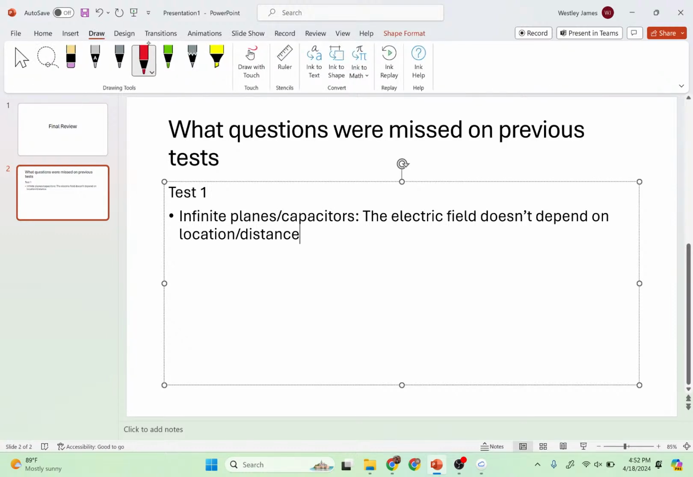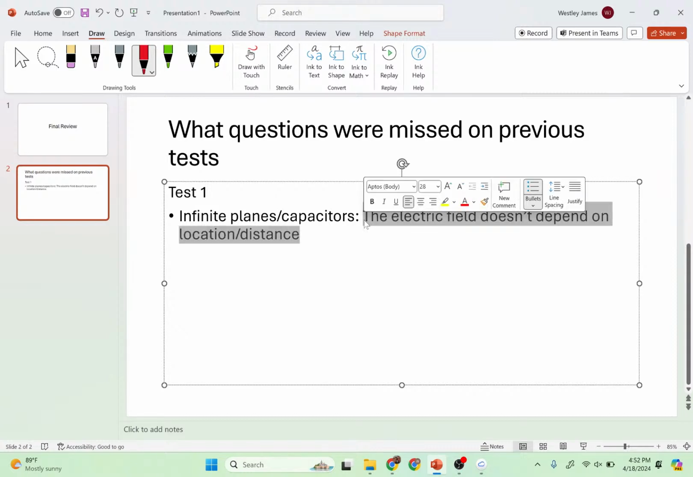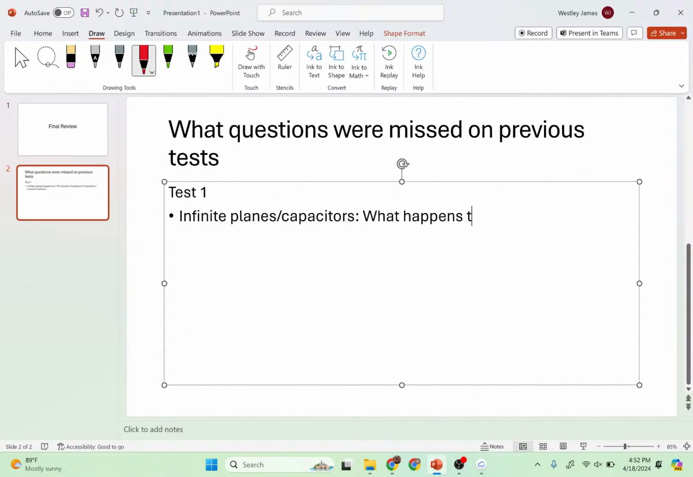So the question I specifically asked, you know what? Let's just put the question here. What happens to the electric field if I move twice as far away from an infinite plane? So what happens to my electric field if I move twice as far away? How do we answer that? Anytime I ask you what happens to this if I change this, you find the equation that relates those.